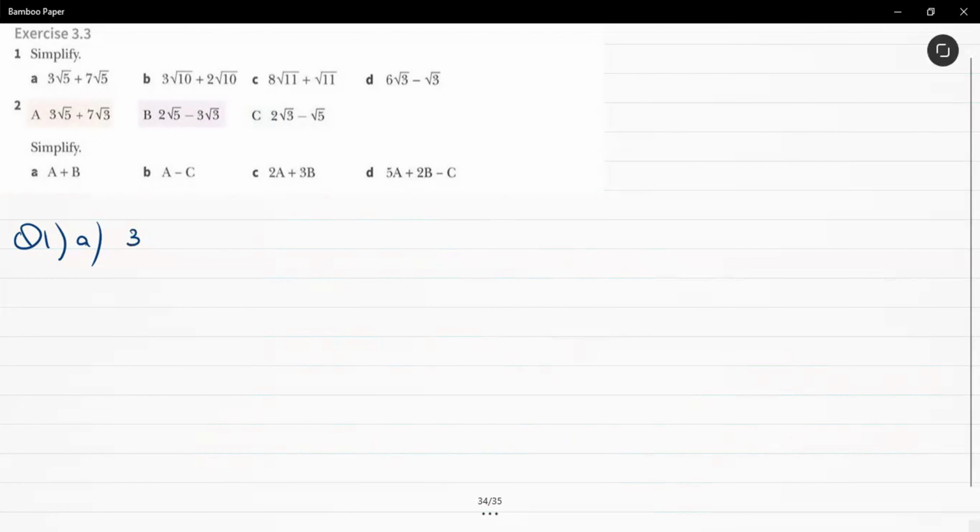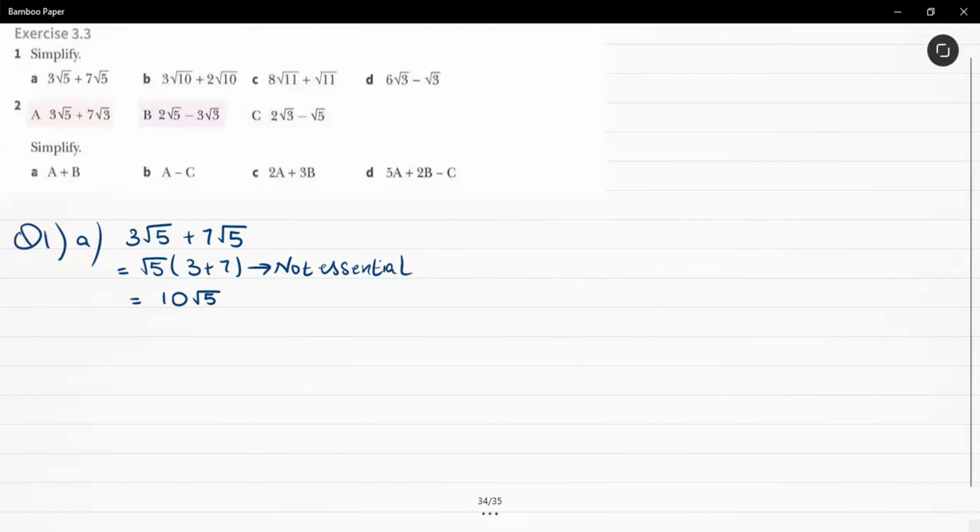So this is 3 under root 5 plus 7 under root 5. Now, again, as we discussed in the intro, basically what we do is take under root 5 as the common and 3 plus 7. And we get 10 under root 5. Okay, the thing is, however, it's not essential to show this step.